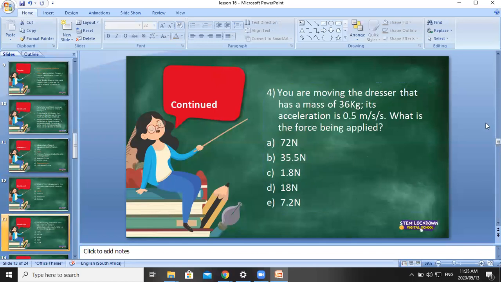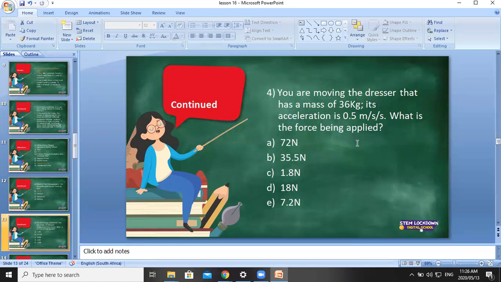So there we go, grade 9, some calculations. I hope your pens and papers are ready. You are moving a dresser that has a mass of 36 kg. Its acceleration is 0.5 meters per second squared. What is the force being applied? We need to find the amount of force that you are applying.